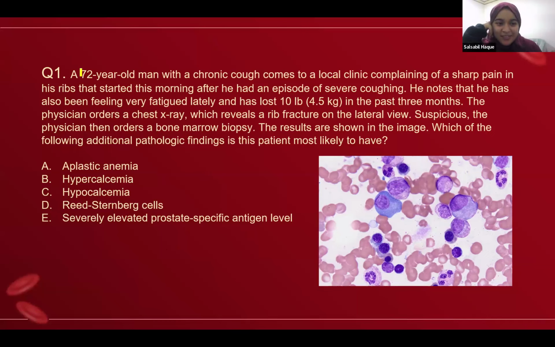Okay, so it's a 72-year-old man with a chronic cough, who comes complaining of sharp pain in his ribs that started this morning. He noticed that he lost almost 10 pounds in the past 3 months, and feeling suspicious, the physician ordered a chest X-ray, which revealed a rib fracture on the lateral view. Then he orders a bone marrow biopsy, and the results are shown in the image. So can anyone tell me what these cells are? What can you see in the bone marrow biopsy?